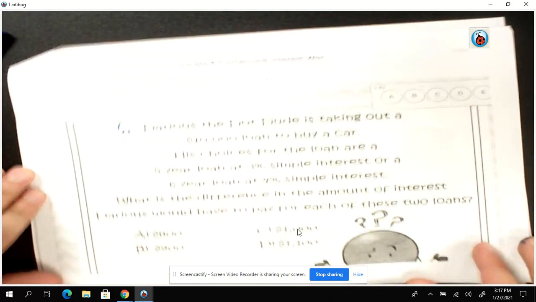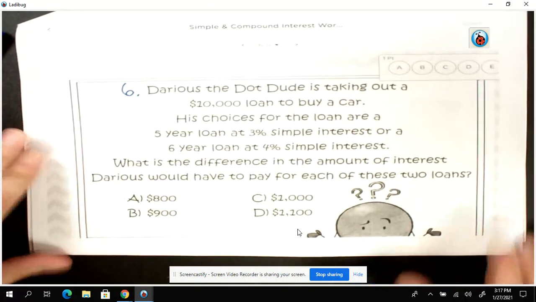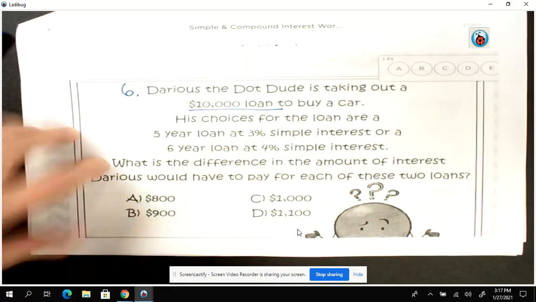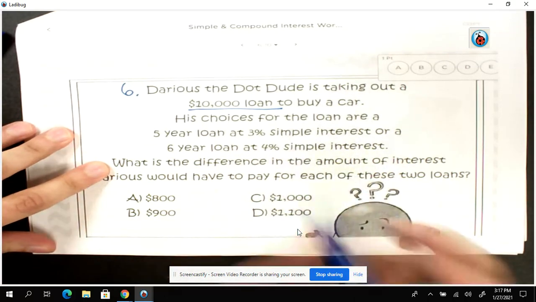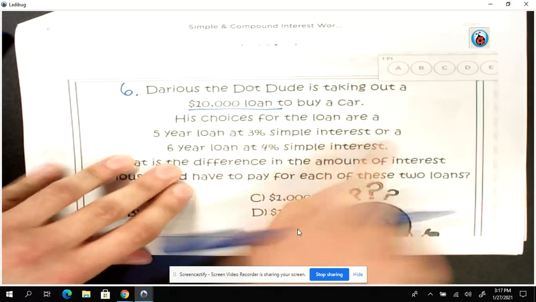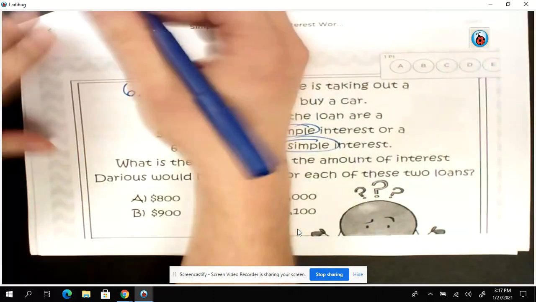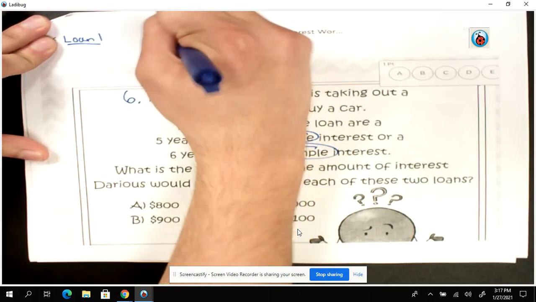All right, taking a look at number 6. Darius the Dude is taking out a $10,000 loan, so we're dealing with a borrowing question, to buy a car. He has choices for the loan. There are 5-year loans at 3% simple interest. Okay, look, both are simple. So we'll go ahead and write this in. We have loan number 1 and loan number 2.